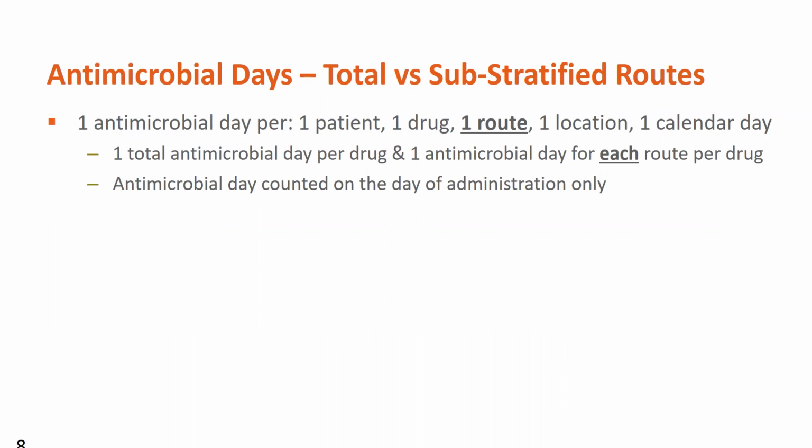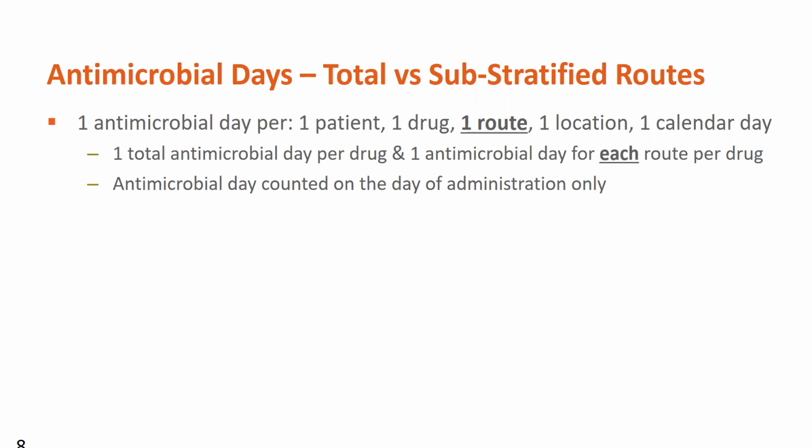As I mentioned before, we get the total antimicrobial days as well as the substratified antimicrobial days by route. So to further break this down, you would have 1 antimicrobial day per patient, drug, route, patient care location, and calendar day. So let's say in that same scenario, my patient was on Cipro, and in the morning they got that Cipro dose via IV, but in the evening they got that Cipro dose orally. So they would still only attribute 1 total Cipro day, but they would attribute 1 Cipro day for IV and 1 Cipro day for oral.